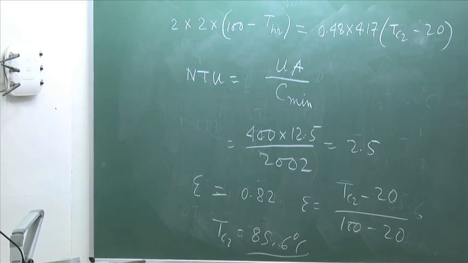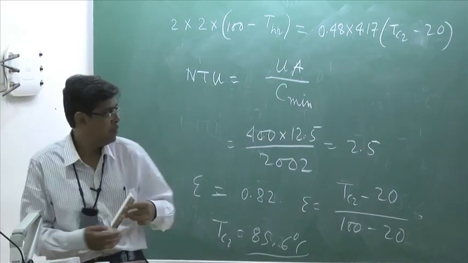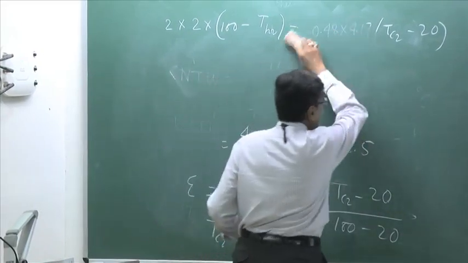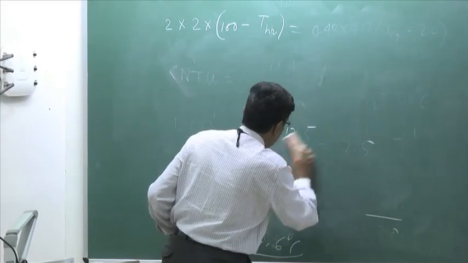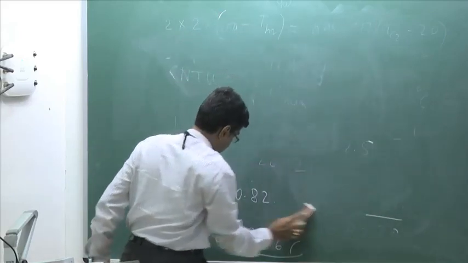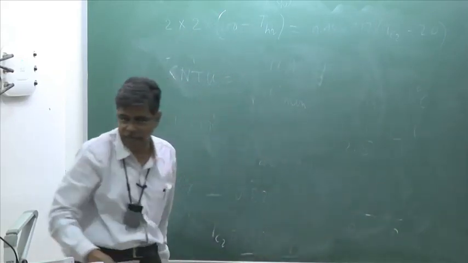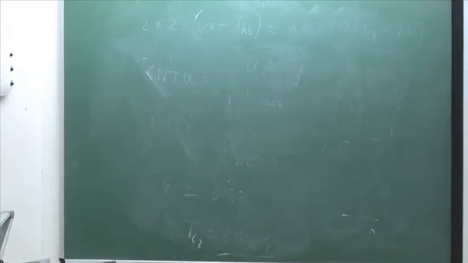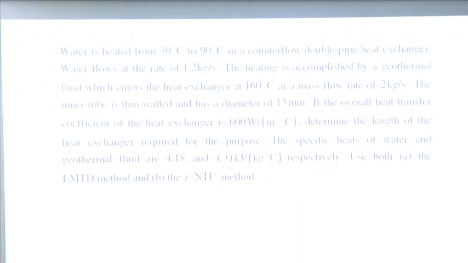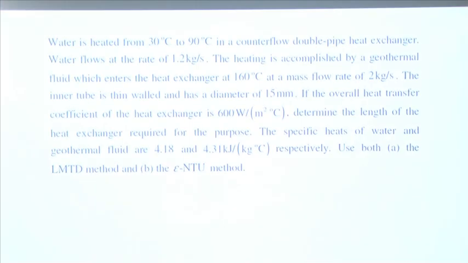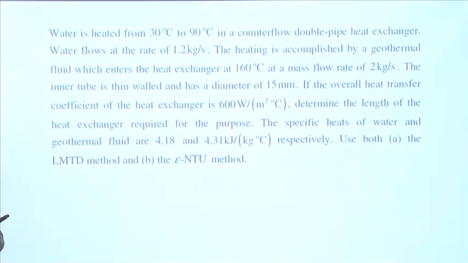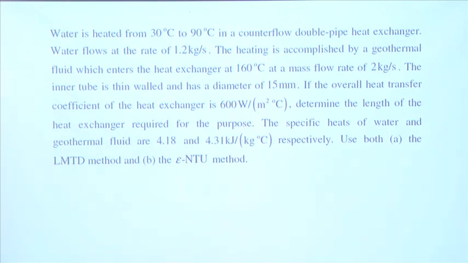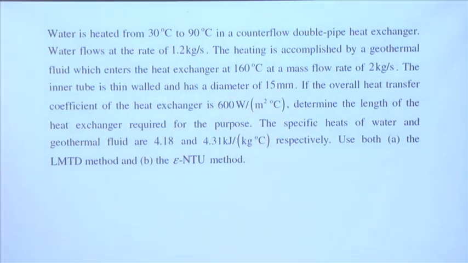Now the next problem. Problem 2. Look, this was an interesting problem. Problem 2 is also interesting. Water is heated from 30 to 90. Two temperatures are given. In a counter flow double pipe heat exchanger, water flows at the rate of 1.2 kg per second.